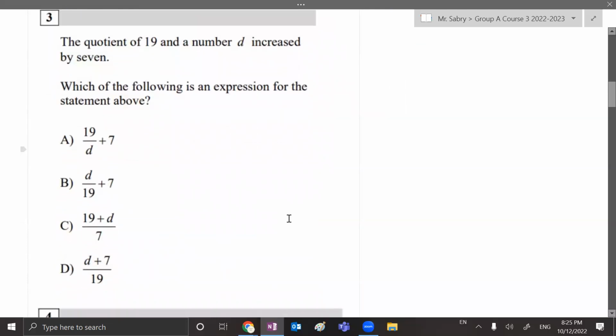By the way, I solved these in my head. The quotient of 19 and a number D is increased by 7. The quotient means division of 19 and a number D, increased by means plus 7, and that's it. 19 over D plus 7, it's A. You see, in the quotient we start with the first over the second.